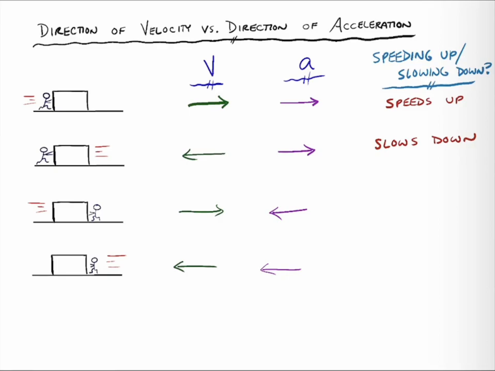Similarly, for the third case, if an object is trying to slide to the right, but you are trying to push it to the left, it's going to slow down. And in the bottom case, if you are trying to push the object to the right and it's already going to the right, that object is going to speed up, just like it did in the first case.